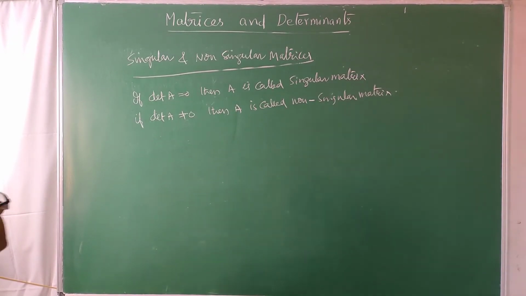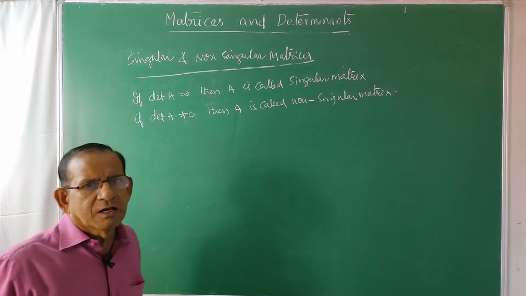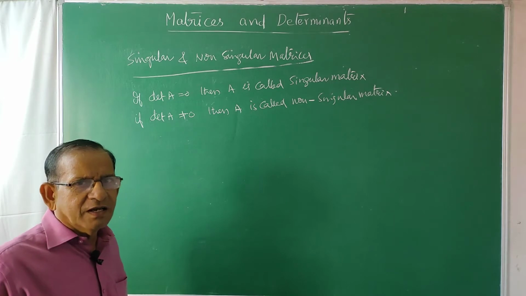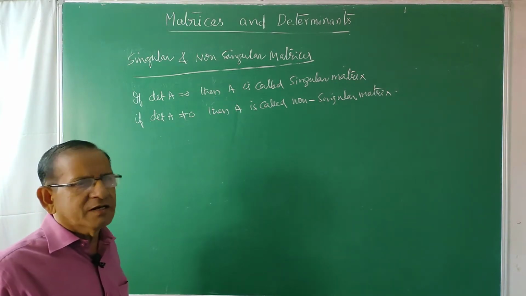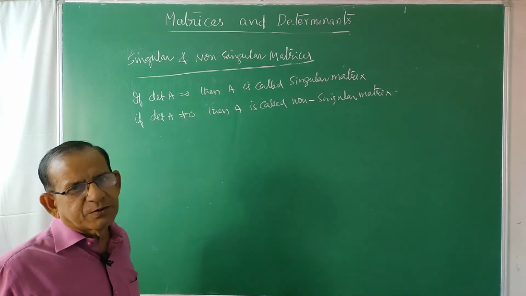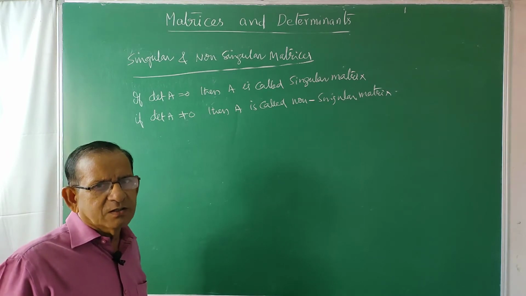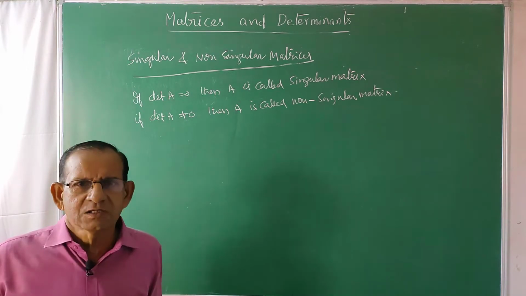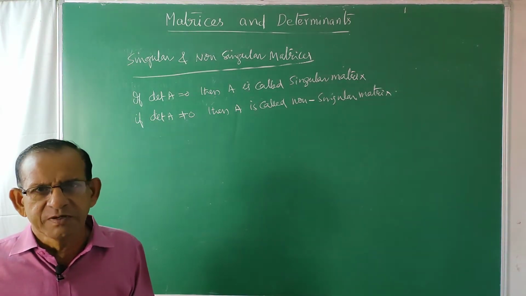Now let us talk about singular and non-singular matrices. If delta is equal to 0, then A is called a singular matrix, and if it is not equal to 0, then A is called a non-singular matrix. So inverses exist only for non-singular matrices, that is, delta should not be 0.